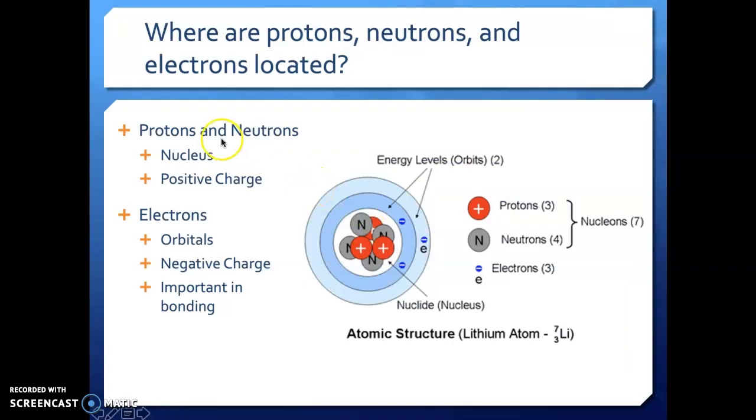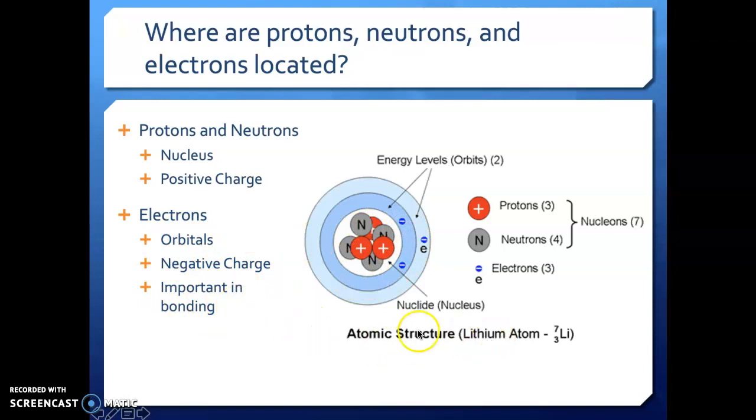So where are they located? Protons and neutrons are in the nucleus, which gives the nucleus a positive charge. Looking at it right here, there's kind of a cluster of those things, and then surrounded in orbitals are electrons, where the negative charge is found. And electrons are what's important in bonding.